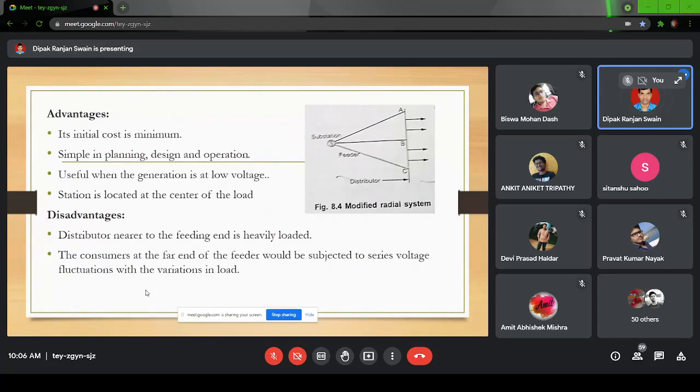Okay, so to keep the initial cost minimum, we only think about the current situation. Whatever is the minimum requirement, we do by just connecting one feeder to that particular area. Simple planning, design and operation, as I've told, you don't need to think about a multi-feeder system or which areas are to be covered. We only connect the feeder directly from one area to another, and slowly go on increasing in that particular direction. Useful when generator is at low voltage.